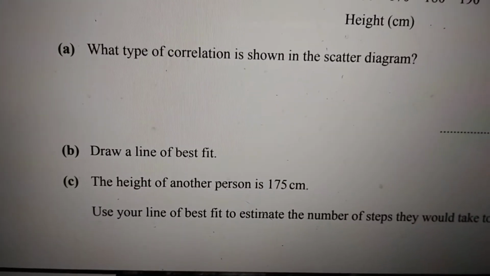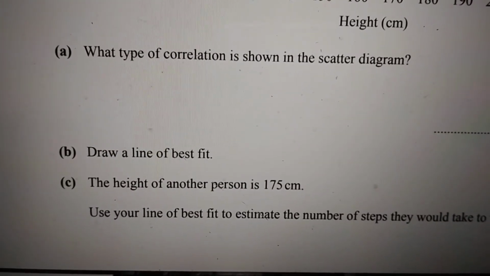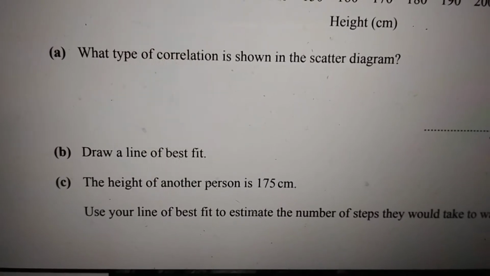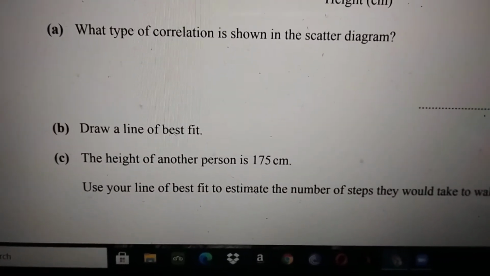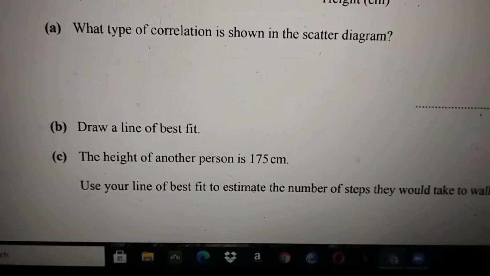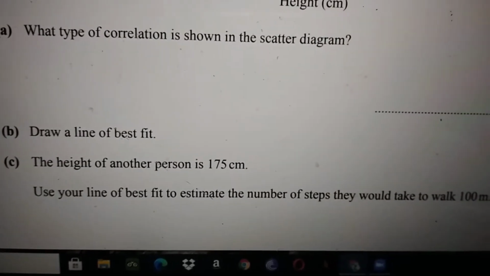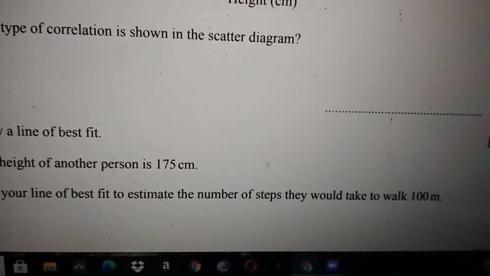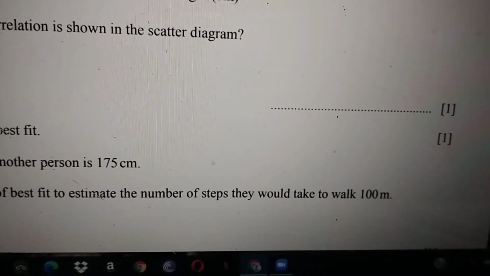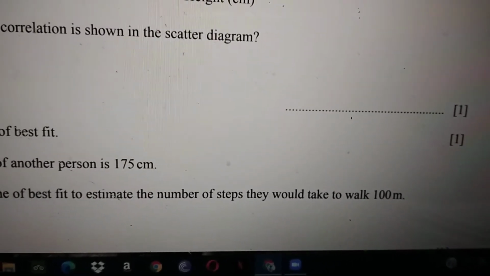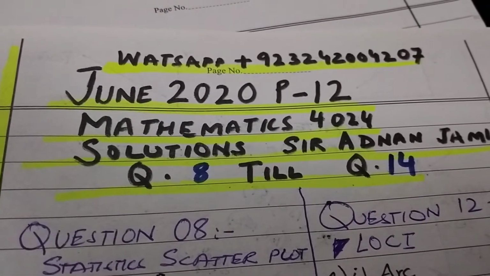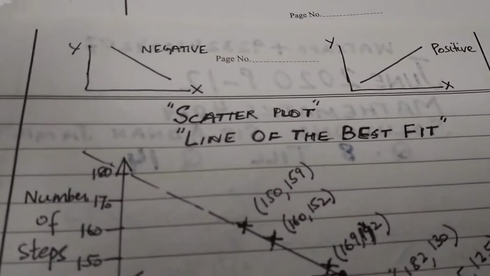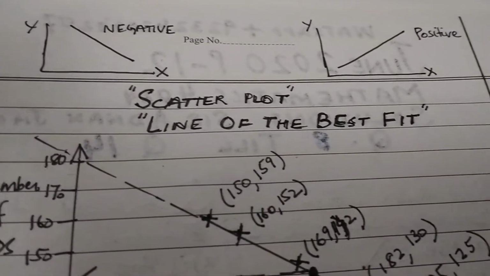Now the question says what type of correlation is shown in the scatter diagram. Draw a line of best fit, and the height of another person is given as 175. Use your line of best fit to estimate the number of steps they would take to walk 100 meters. So I'll be working out the solutions. Okay, these are the notes which I've made for this solution.